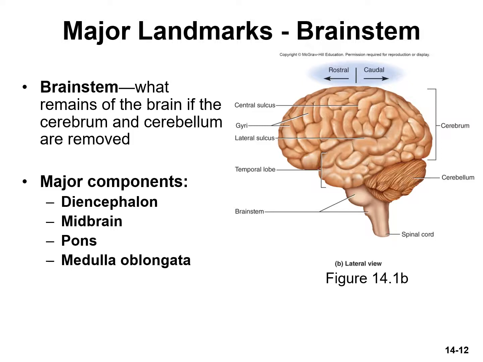And then finally, the brainstem. Again, what remains of the brain if the cerebrum and the cerebellum are removed? The major components being the diencephalon, the midbrain, the pons, and the medulla oblongata, which is oftentimes just referred to as the medulla.